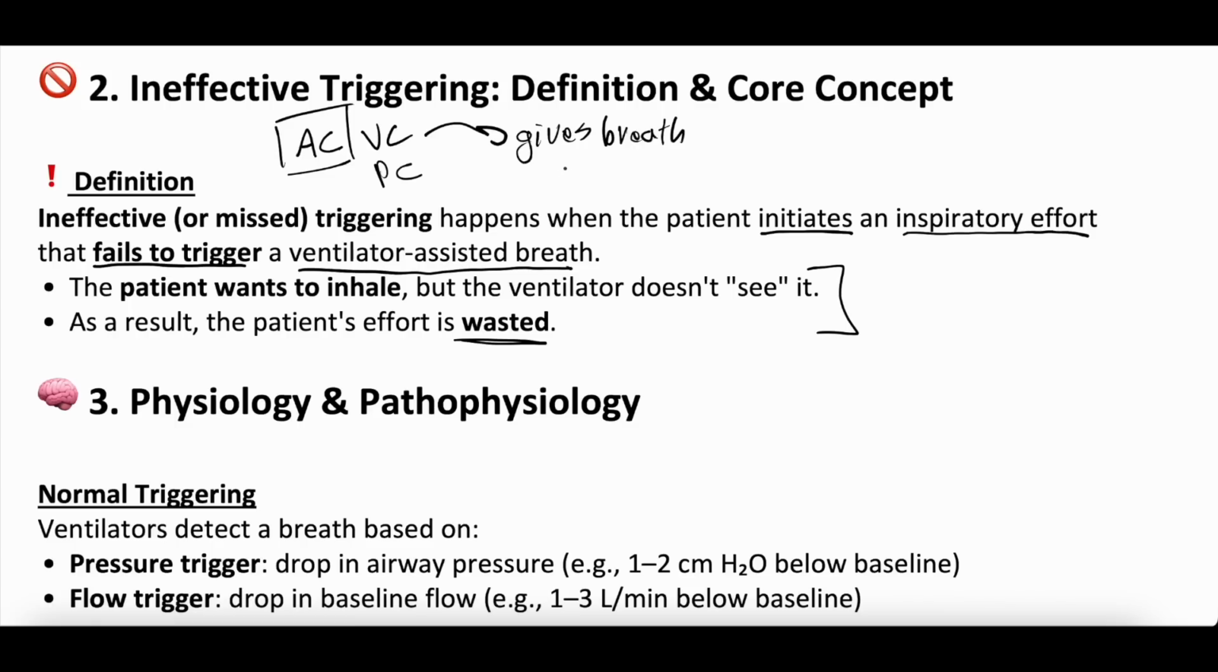So the newer models, for as long as I've known, but I haven't been in the world as long as some of you probably, try to sync up when they give a breath to when the patient tries to take a breath. Because of that, there are certain parameters set to help the ventilator know when the patient's trying to take a breath. When those parameters aren't met, the patient tried to take a breath, the ventilator didn't notice, and as such it did not give a breath, so it was a wasted effort. It can be really uncomfortable for patients.